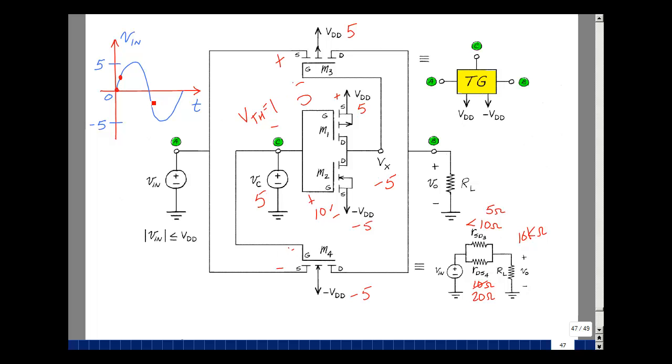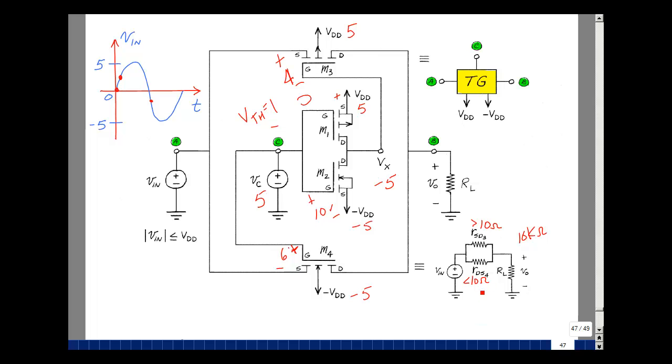Suppose that we're sitting here at minus 1 volt. Now what is the source to gate voltage? We have minus 1 volt minus a minus 5, so we have 4 volts here. Here we've got 5 volts minus a minus 1, so we've got 6 volts here. Now, when they had equal voltages, we had 10 ohms and 10 ohms. This has gone down, so now I'm greater than 10 ohms, and this one's gone bigger, so it's going to be less than 10 ohms.